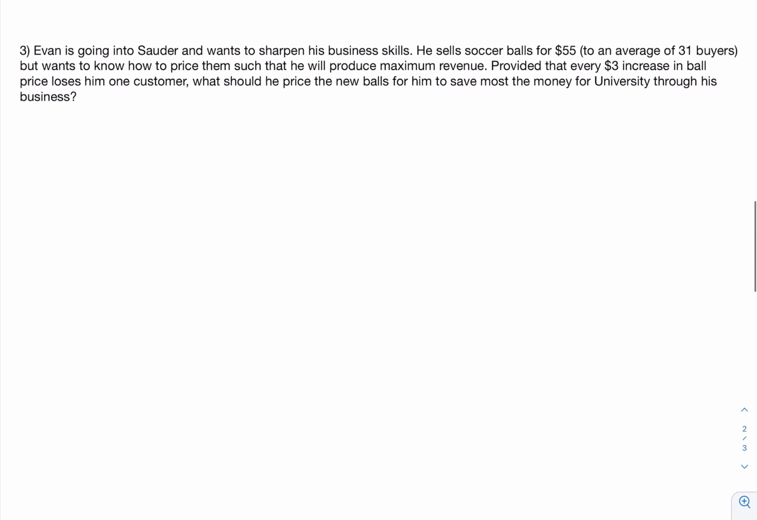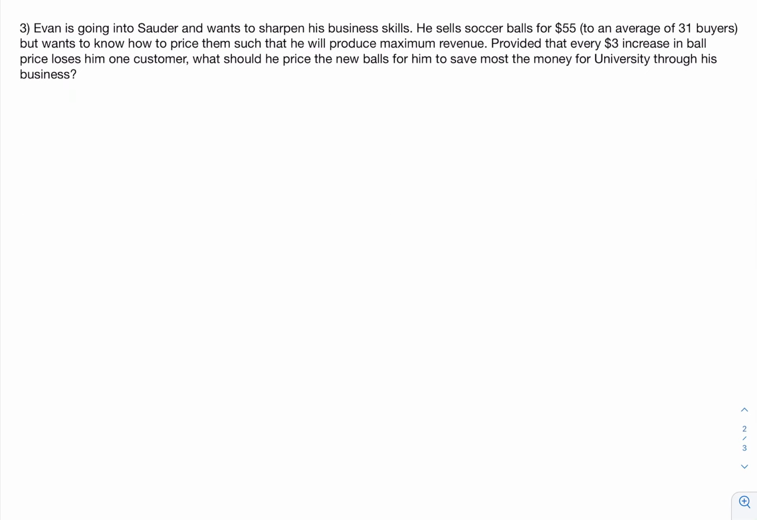Number 3, Evan's going into soccer and he wants to sharpen his business skills. He sells soccer balls for $55 to an average of 31 buyers, but he wants to know how to price them such that he'll produce the maximum revenue. So right now, he's selling soccer balls for $55, and at that price he can expect to sell soccer balls to 31 buyers.